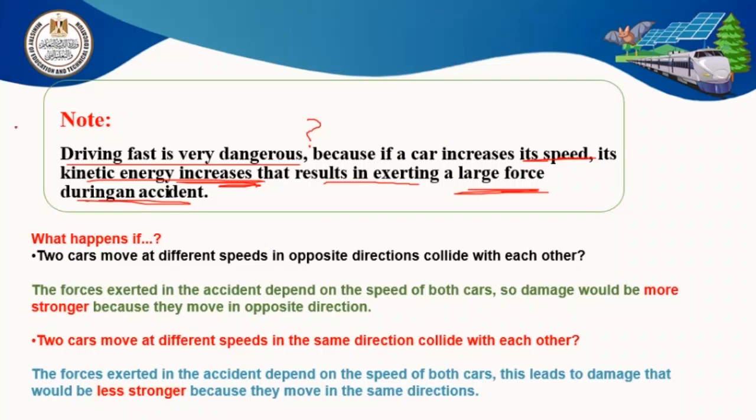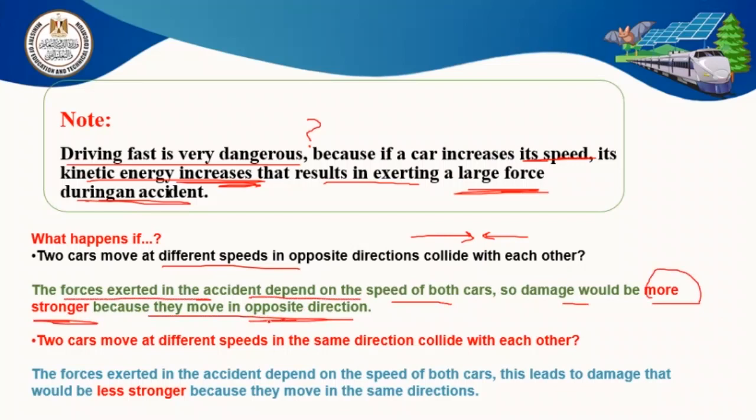Okay, so what happens if two cars move at different speeds in opposite directions, like this car crashing into each other, colliding with each other in different directions? The force exerted in the accident depends on the speed of both cars. So the damage would be stronger. Why? Because they move in opposite directions.